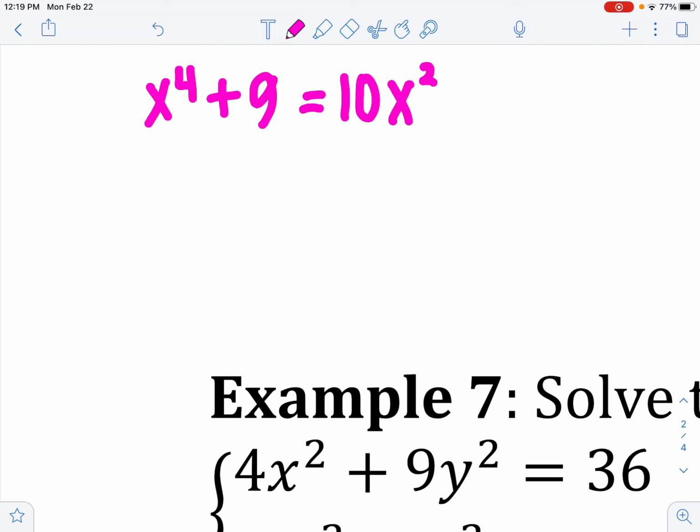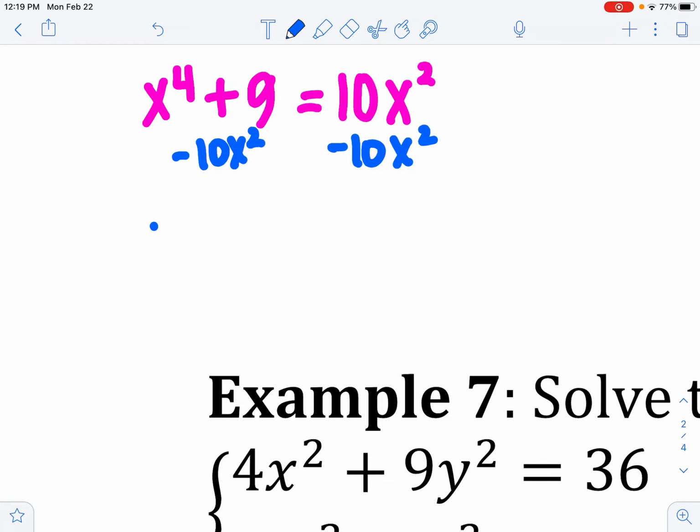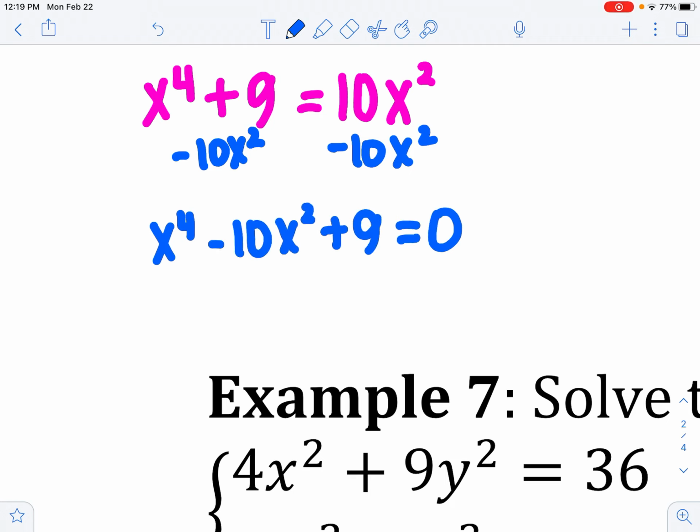All right, so this is not a quadratic. It is a quartic function, but with a quartic function, you still want to try to get it equal to 0 so you can factor it. So I need to get everything on one side, so I'm going to subtract 10x squared from both sides. I'll write that second because I want to write it in standard form. So I have x to the 4th minus 10x squared plus 9 equals 0.